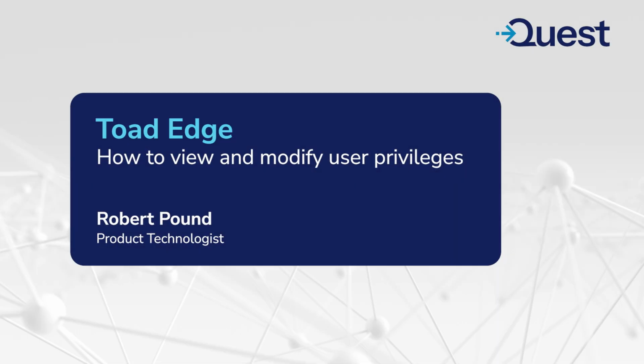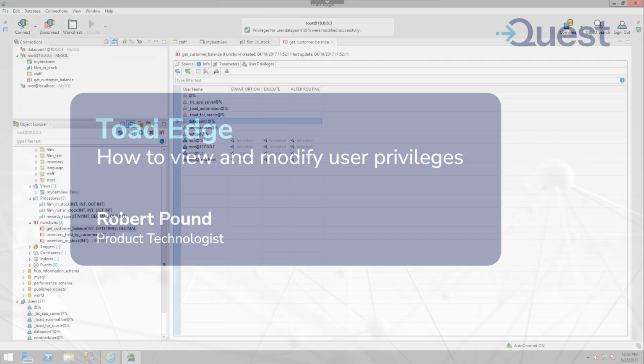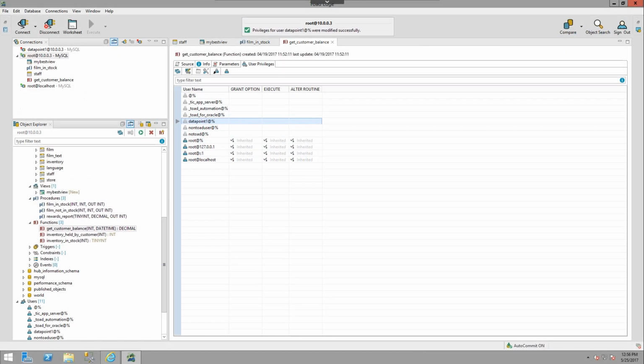This video will show how to access and edit user privileges in Toad Edge. There are two ways you can view privileges, by object or by user. First, let's take a look at by object.